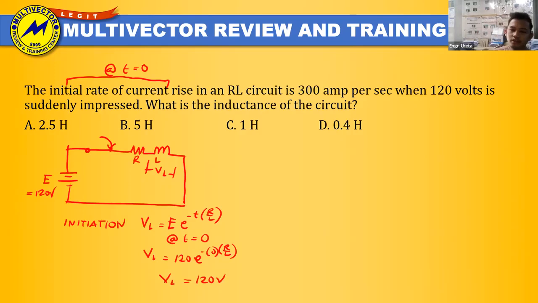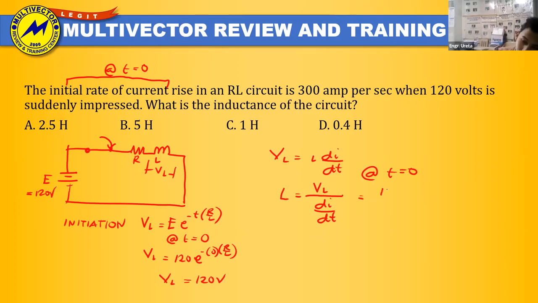Okay, so in terms of inductance, makukuha natin yung inductance na yan using this equation. So the voltage across my inductor, magnitude lang to, is just equals to L di/dt. Therefore, our L is just the voltage across the inductor divided by the rate of current per unit. So at time is equals to 0, the voltage drop across my inductor is 120, and the rate of current, which is the initial rise of current, is actually 300 ampere per second.